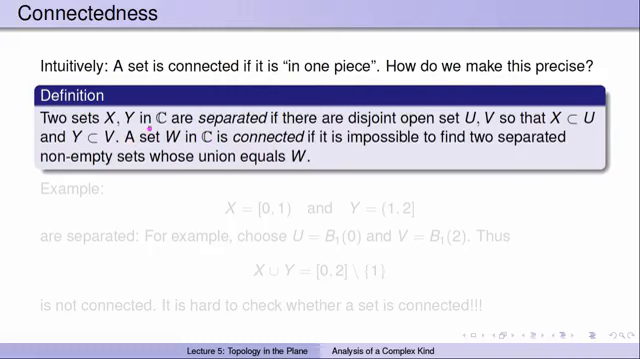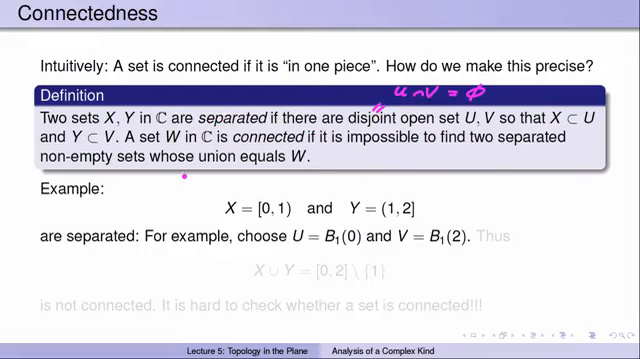We say that two sets in the complex plane are separated if there are disjoint open sets U and V, such that one of the sets, say X, is contained in U, and the other one is contained in V. Disjoint means that these sets have nothing in common. So U intersect V is equal to the empty set. That's what it means for these two sets to be disjoint. Before we even continue with this definition, let me give you an example.